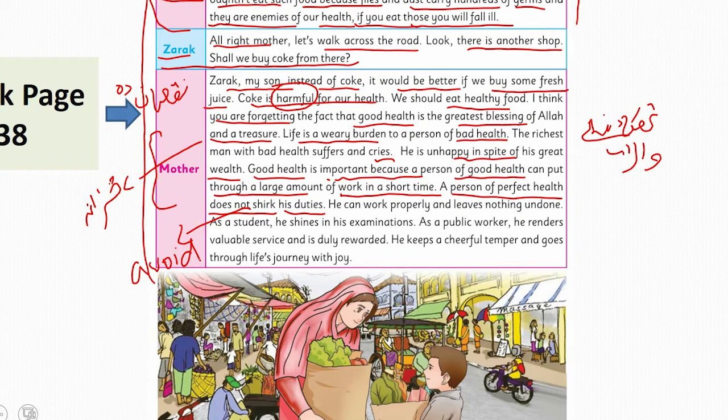As a student, he shines in his examination. As a public worker, he renders valuable services. Render, देता है, give. And is duly rewarded. और उसको इसका इनाम भी मिलता है.